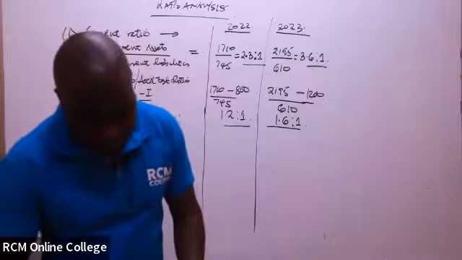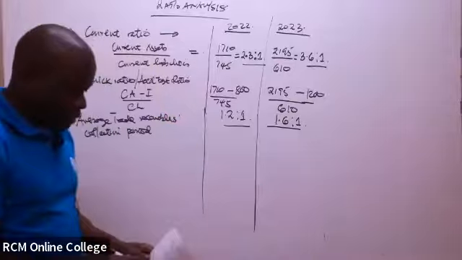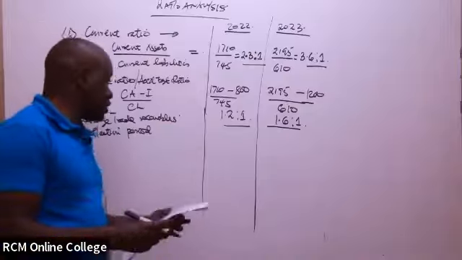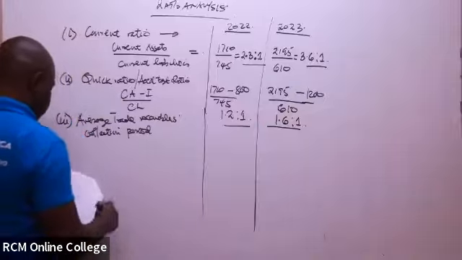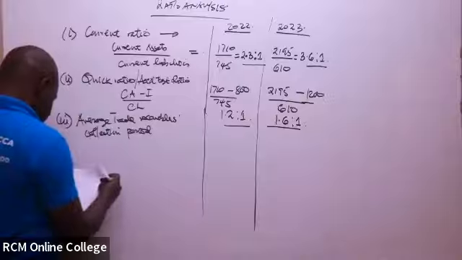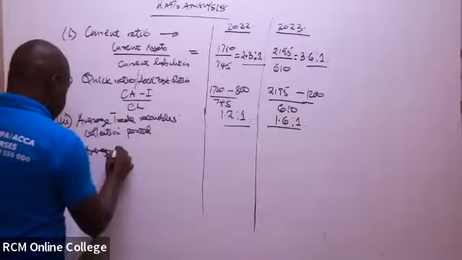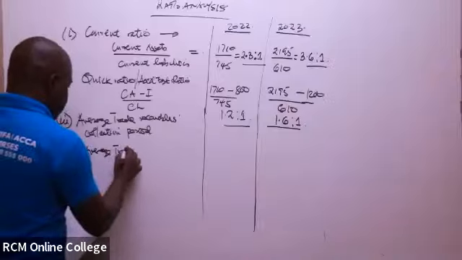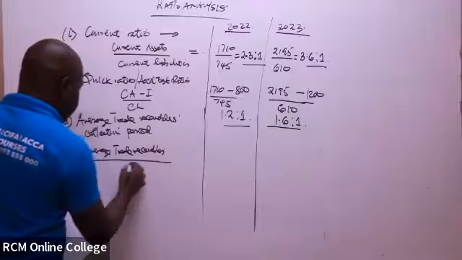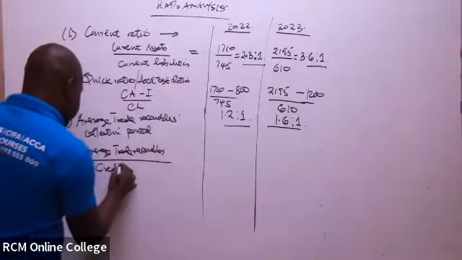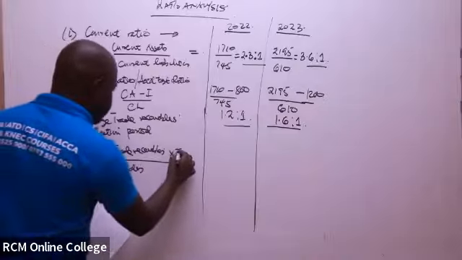So we'll be able to check the average debtors, average trade receivables. It is average trade receivables over the credit sales that you made in the year, multiplied by 365 days.